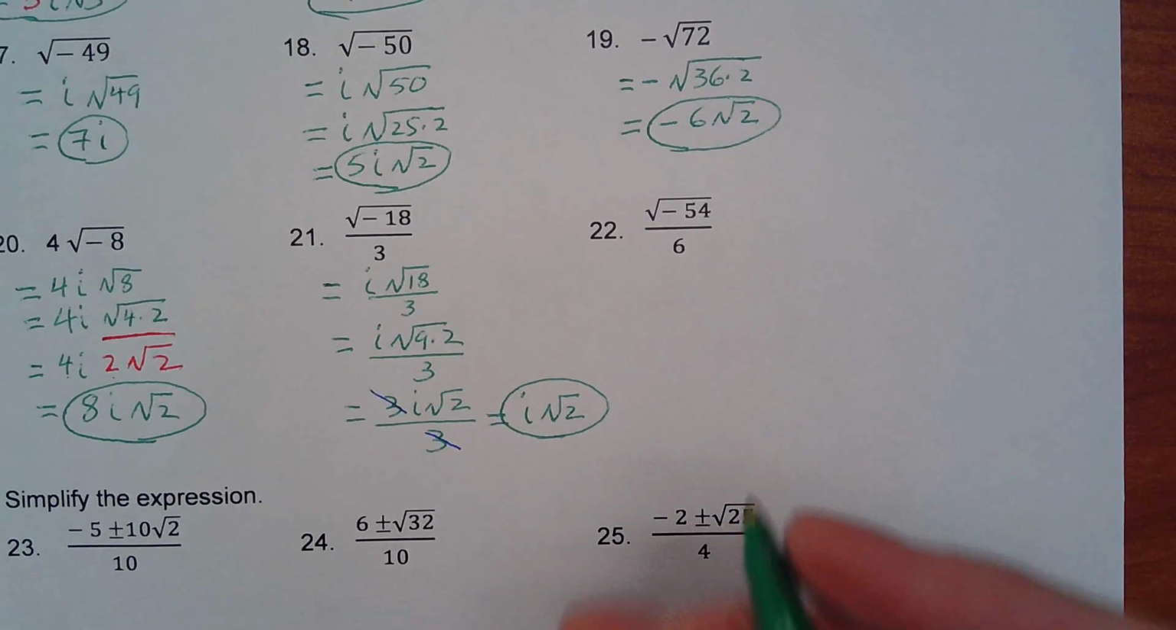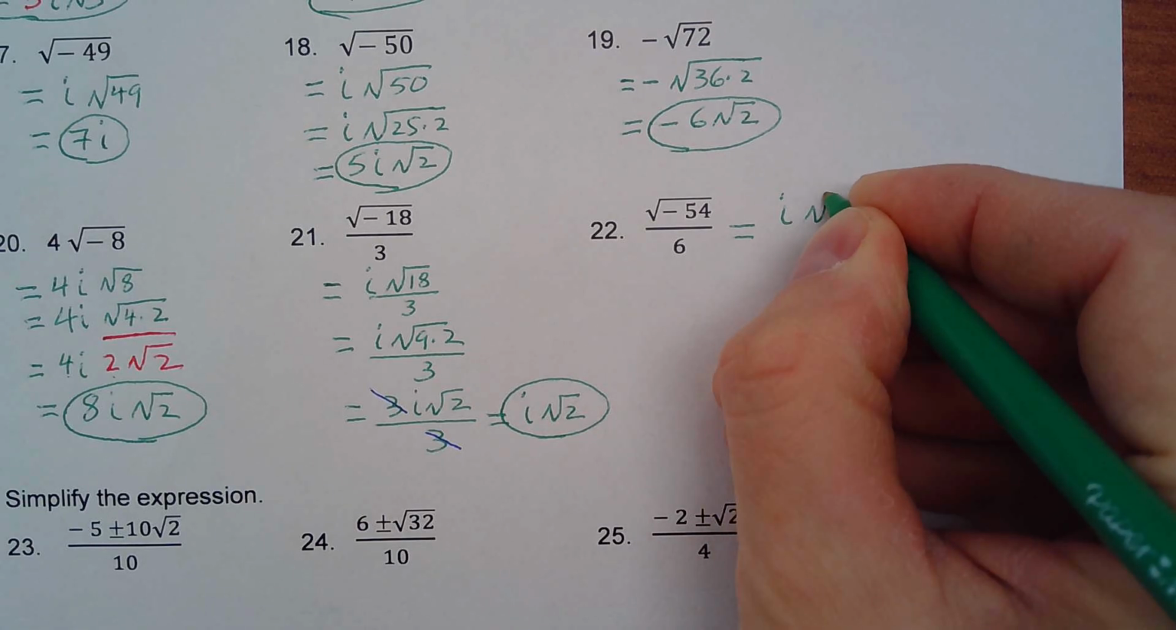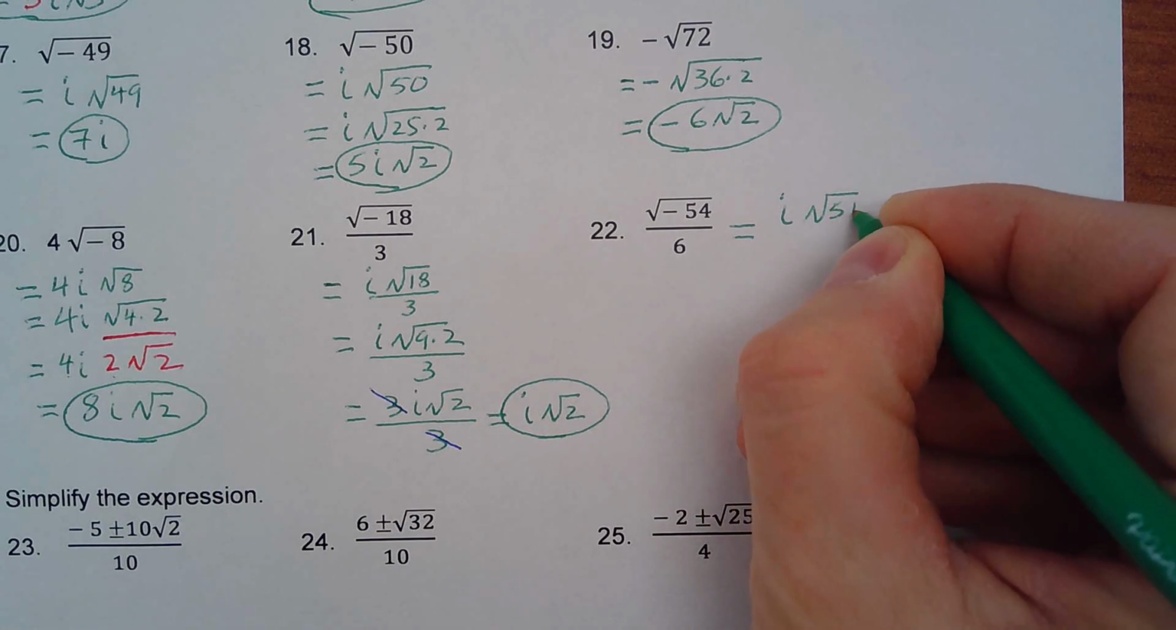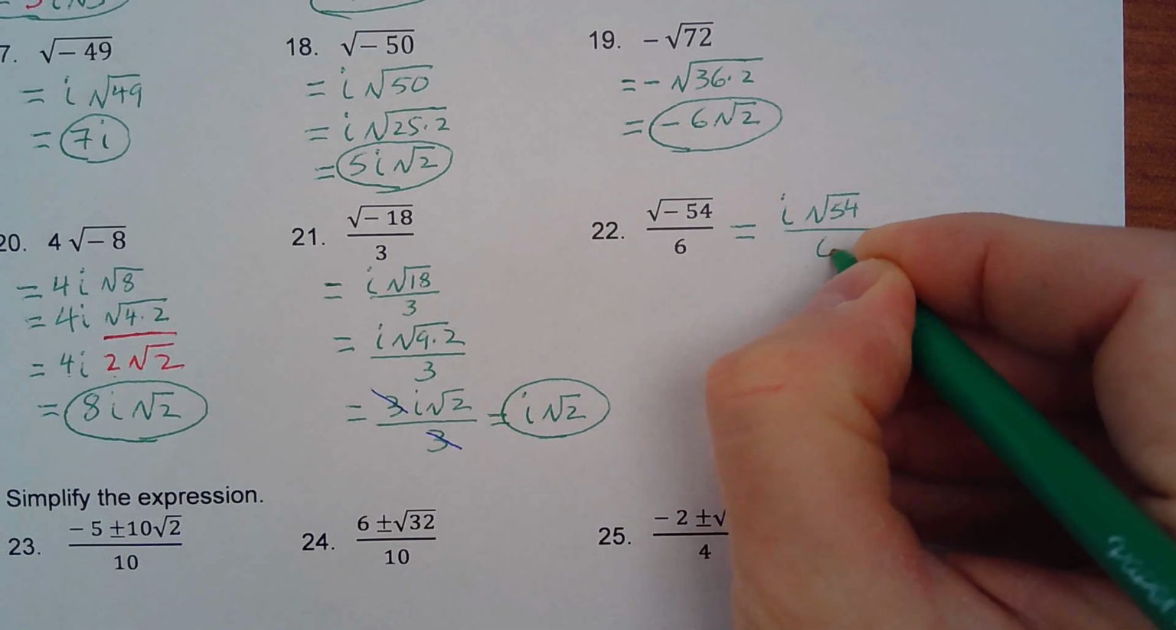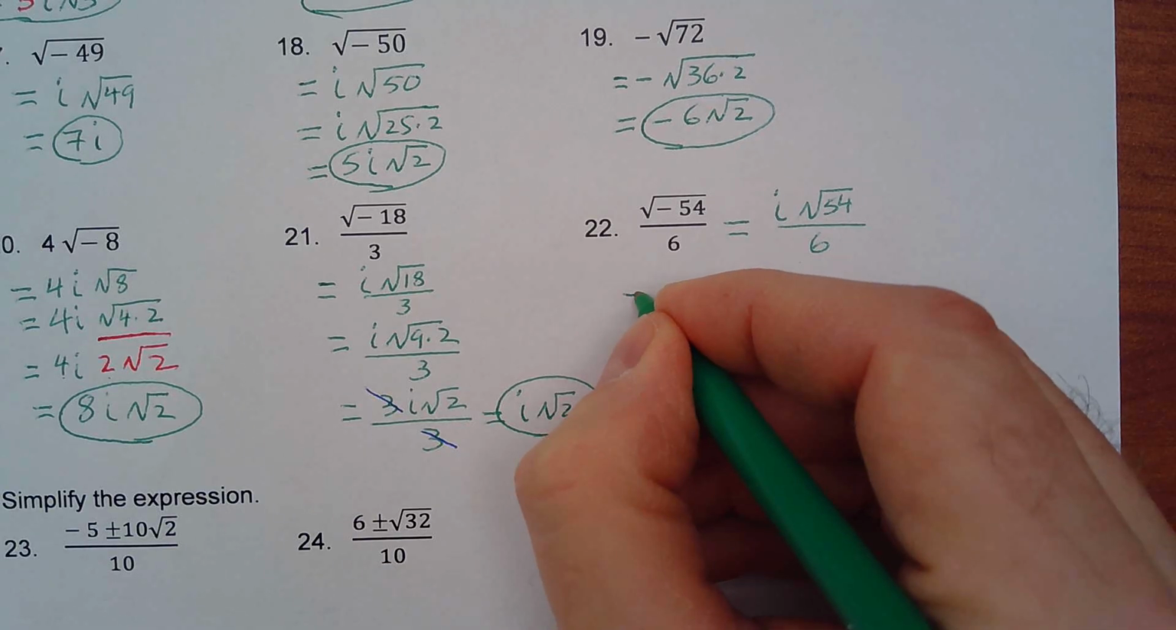Looking at number 22, again I'm going to write this in terms of i. 54 is 9 times 6.